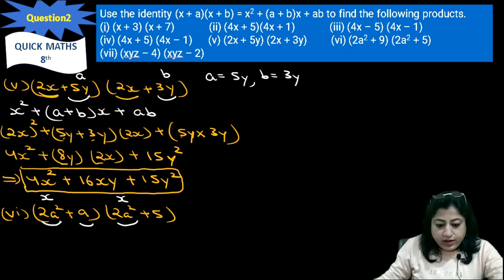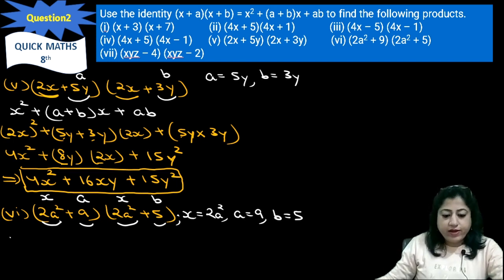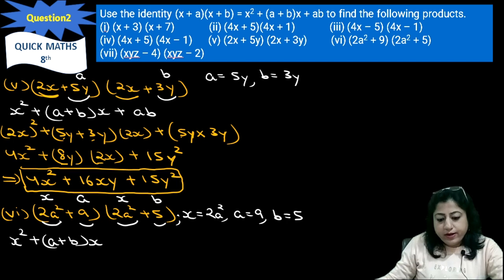And what is the value of a? A is 9 and b is 5. So here x value is 2a square, a value is 9 and b value is 5. So we can write the expression as x square plus the sum of a and b into x, plus the product of a and b. Now x square, x value is 2a square.